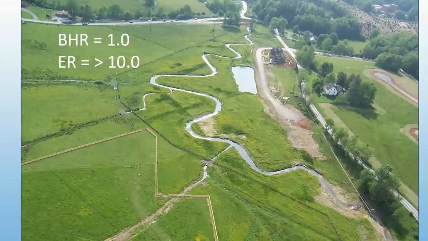So here's a restoration project back to an unconfined alluvial valley. You see the bank height ratio is 1, that's pristine, and the entrenchment ratio is greater than 10. That is also pristine. So it means that water can spread out over this unconfined alluvial valley.